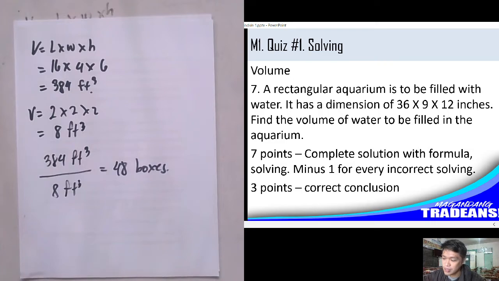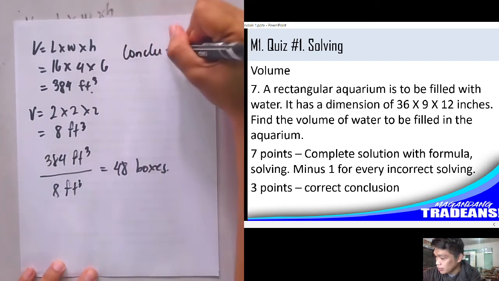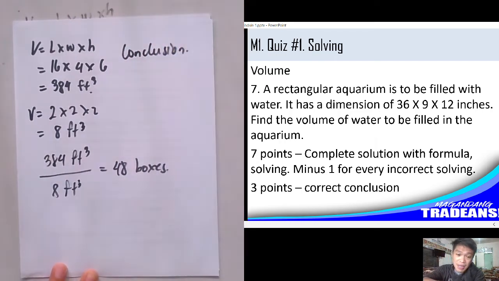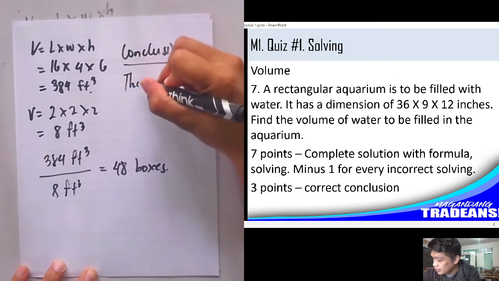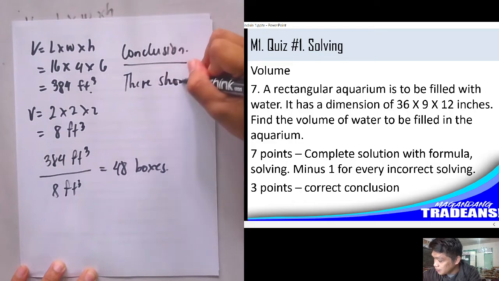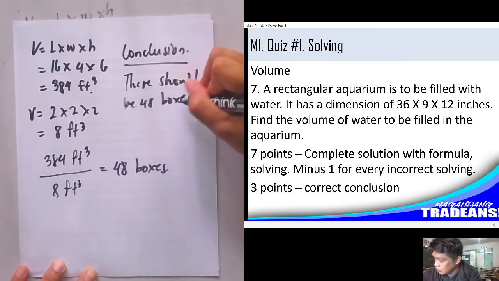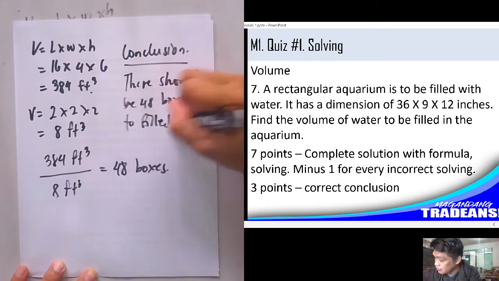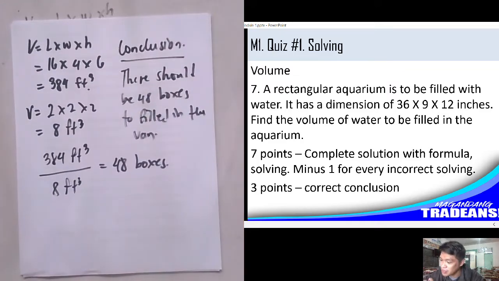So, in this case, naglagay na ba ako ng conclusion sa example natin? Not yet, wala pa po. So, lagyan natin siya ng conclusion. The question was, how many boxes? Ilang boxes daw po ang magkasya sa container van? So, balikan natin yung problem. So, in this case, there should be 48 boxes to be filled in the van. So that is now the answer.